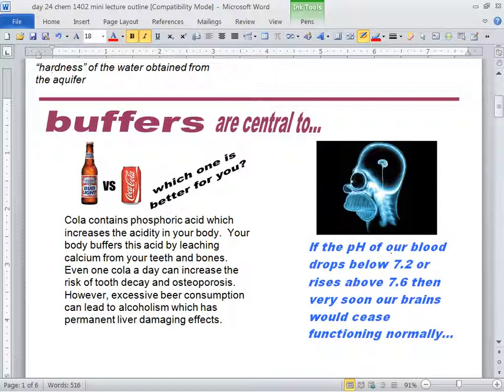And with buffers, they cause problems with acidity in Coca-Cola, but it's probably better for you to drink that than beer, because you don't get addicted to Coca-Cola.